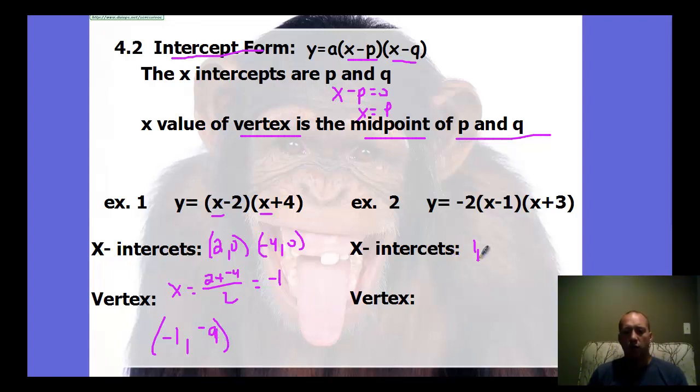Here our x-intercepts are (1, 0) and (negative 3, 0). Our vertex is the midpoint. So again, if you want to average them, add. So we have negative 2 over 2, negative 1, which happens to be the same. So you have negative 1 minus 1 is negative 2. Negative 2 times negative 2 is 4. 4 times 2 would be 8. So (negative 1, 8) is the actual vertex. That's how you can pull some information away from the intercept form.